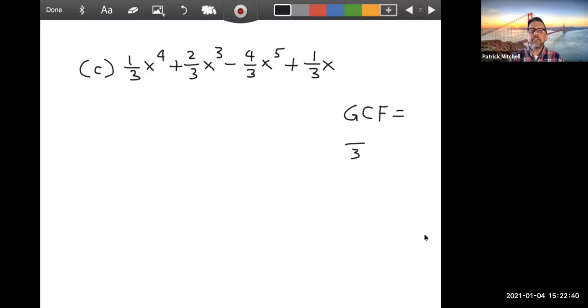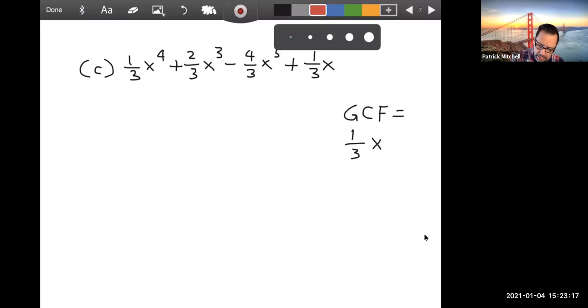And that numerator is just going to be the GCF of the other numerators 1, 2, 4, and 1. And of course, the GCF of 1, 2, 4, and 1 is just 1. Then the GCF of x to the 4th, x to the 3rd, x to the 5th, and x is what? It's x, right? Because that's the smallest power of x that you see up there. Okay. So I'm going to factor a 1/3 x out of this.